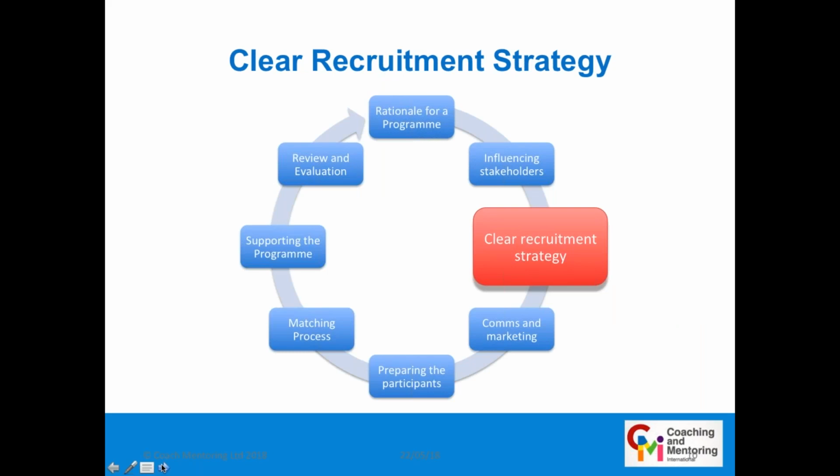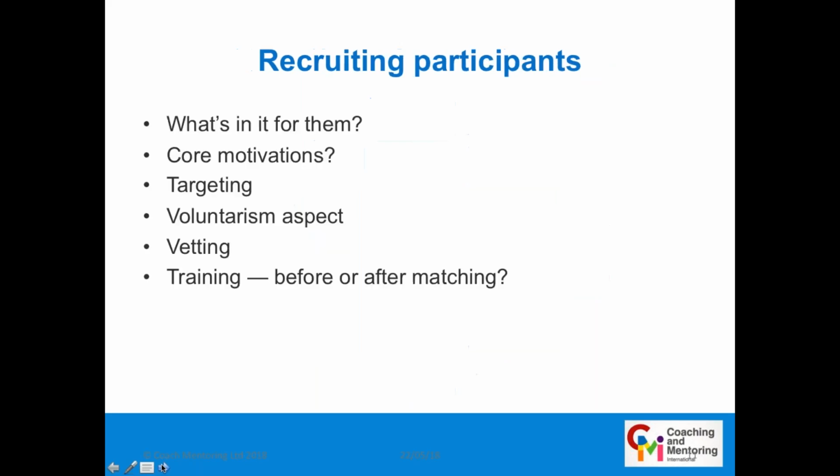Having a clear recruitment strategy is key. And again, this is very much stressed in the ISMCP principles as well. When you think about recruitment, you need to think about what's in it for the people involved. Why would somebody want to be a mentee in this program? Is this going to be a pleasurable experience, or is it going to be quite onerous? And obviously that's a lot to do with the way it's positioned and the culture.